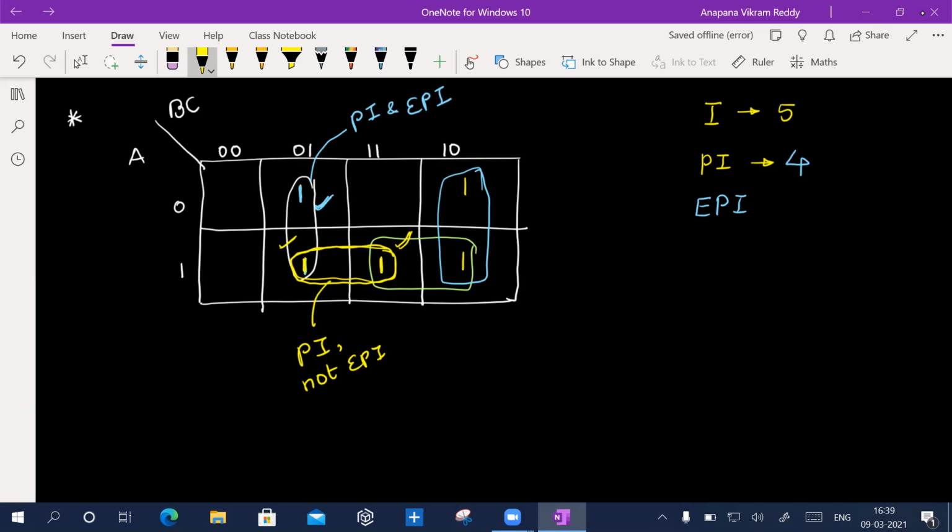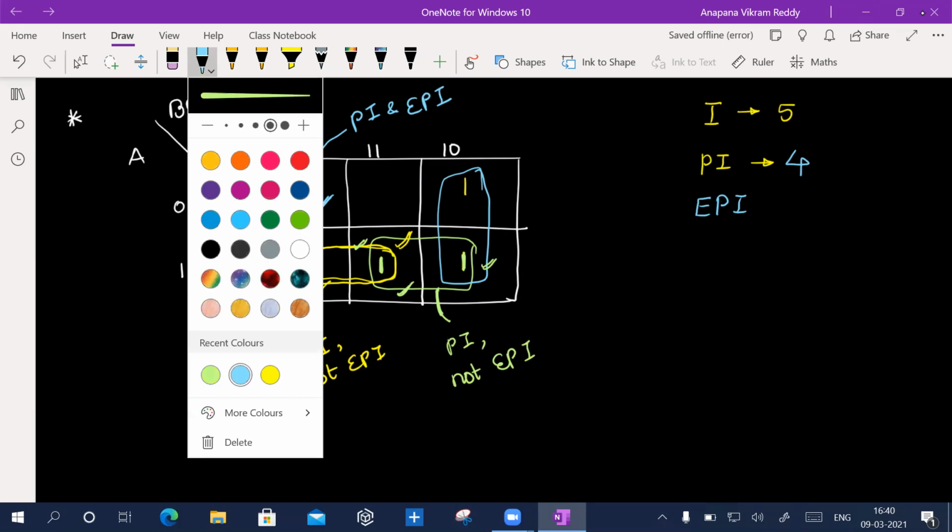Now I'll take this green one. I'll see whether my green one is satisfied. In this green PI, I have two ones, 1 and 1. Now see, this one of this PI is covered with this yellow PI. So disqualified. And this one of this green PI is covered with whom? This blue one. So therefore, he is just a PI, not an EPI.